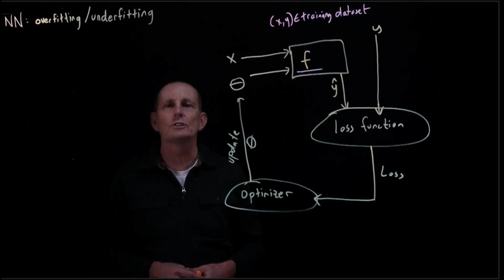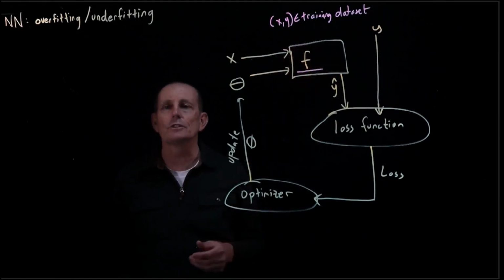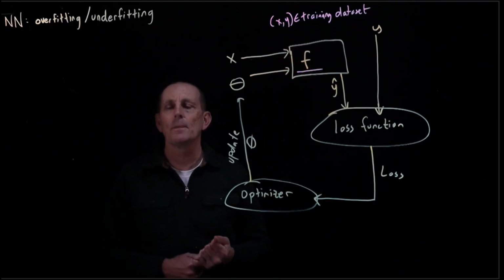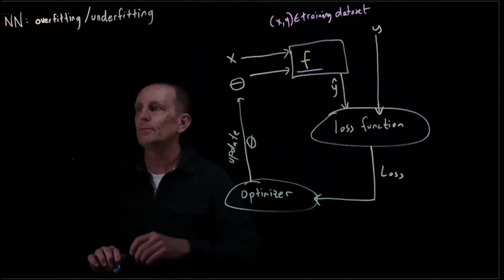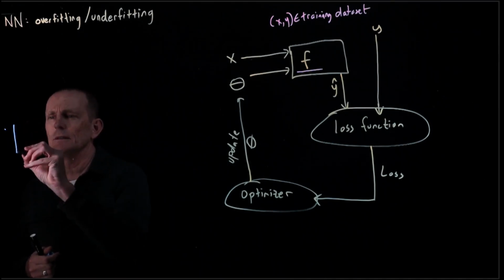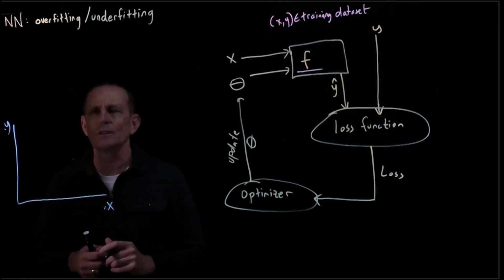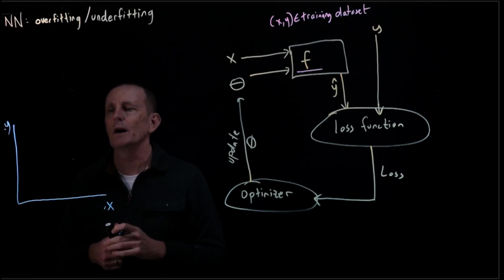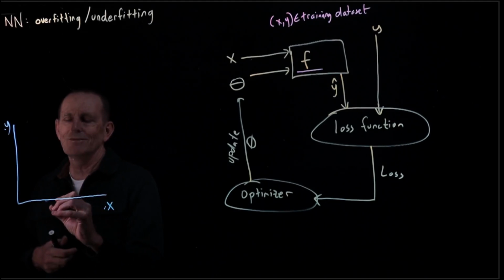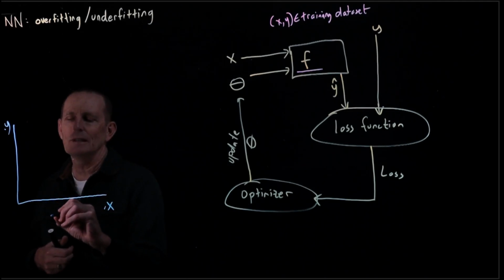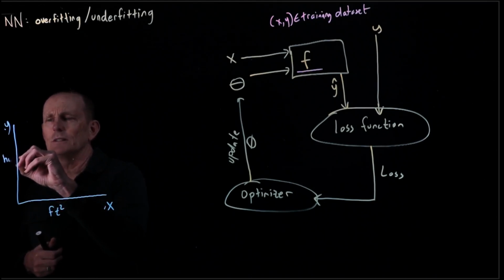Let's talk now about two issues, overfitting and underfitting. So we're choosing this f from a particular universe of f's. Let's say, for example, that we have a data set where we're trying to predict some y given an x. So this is what we call a regression problem. I'll talk more about that in a future video. So, for example, this might be square footage versus house price.